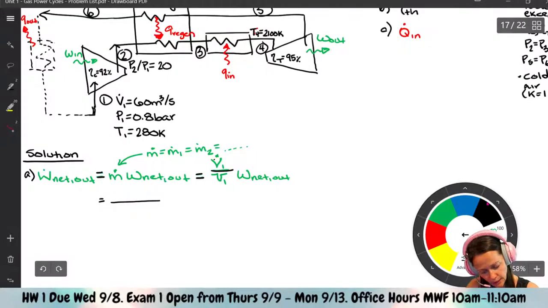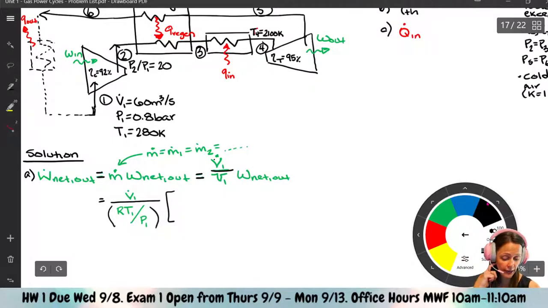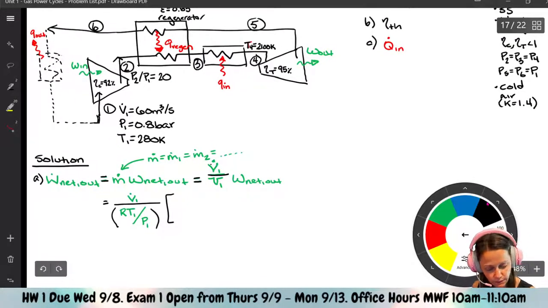So this is going to be R T1 over P1. And I have that information there. And then of course, this is going to be V dot one, which is given to me. And then my little work net out is going to be the work out, which occurs between 4 and 5. So CP, and this will be what, T4 minus T5? Minus the work in, which will be CP times T2 minus T1.